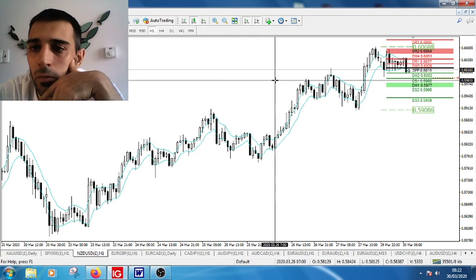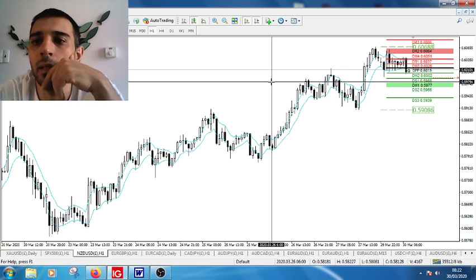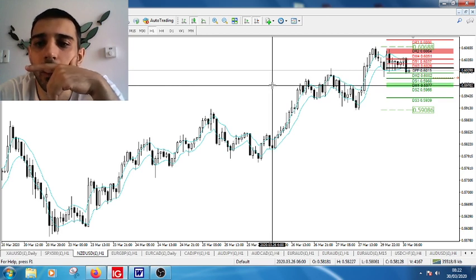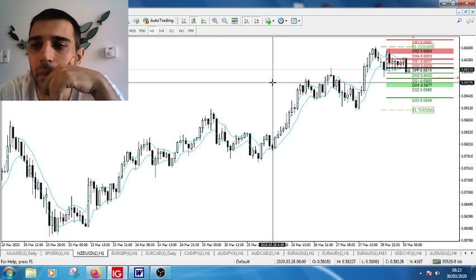Let's have a look at this stop-wise. So let's say 90. Yeah, stop. You can get away with a 20 pip stop in here, or even 20. I think 20 pips will be good.